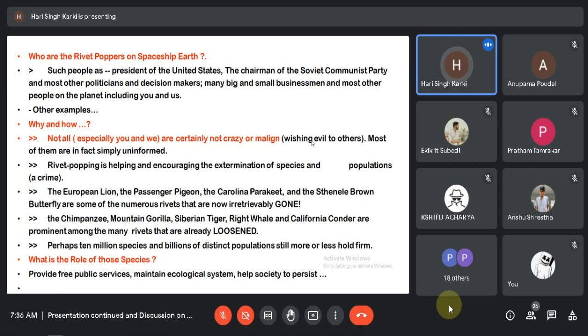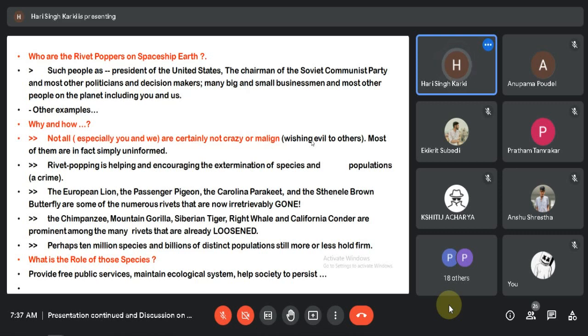Rivet popping is helping and encouraging extermination of species and populations, so this is a crime. Rivet popping is a crime simply because it is helping and encouraging the extermination, extinction of species and populations. What is the condition of the extinction of these great or giant species? We have read in the textbooks or viewed them on YouTube channels or elsewhere. We can see the European lion, the passenger pigeon, the Carolina parakeet, and the Stanley brown butterfly. These are some of the numerous rivets that are now irretrievably gone. Their existence is over.